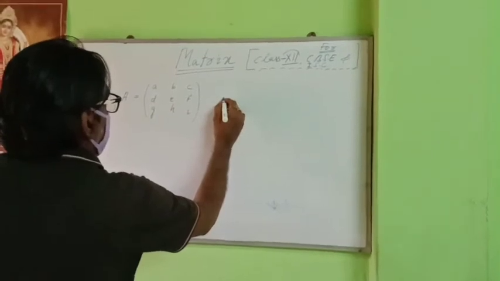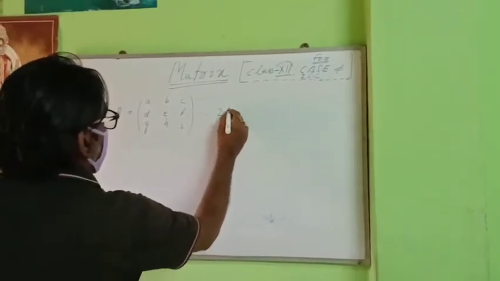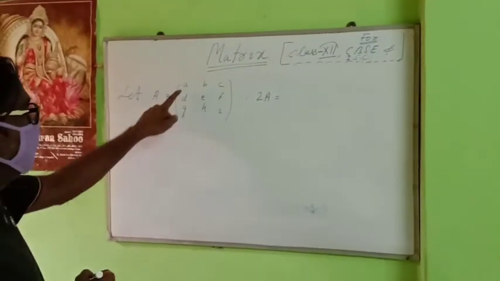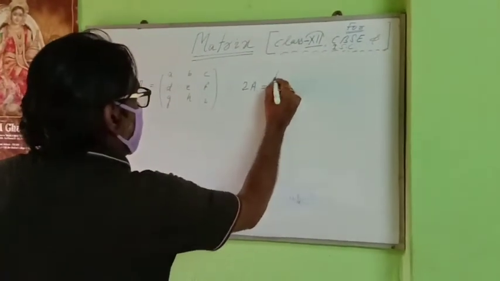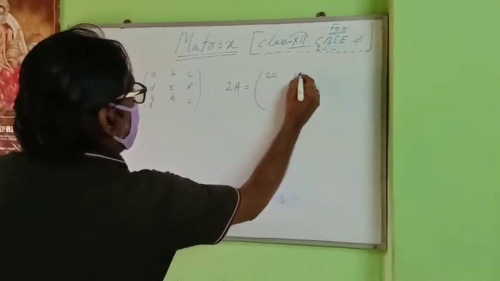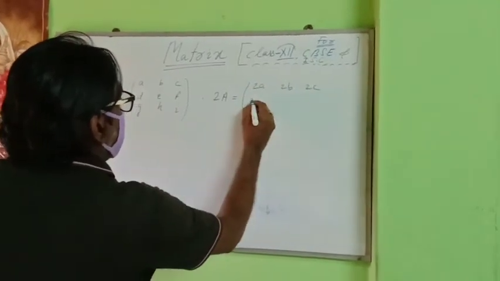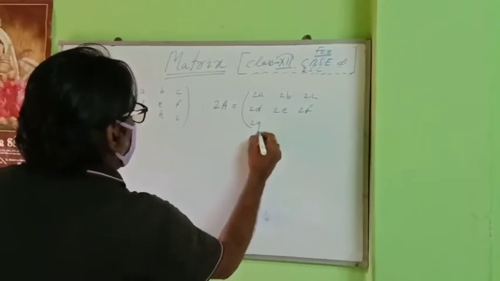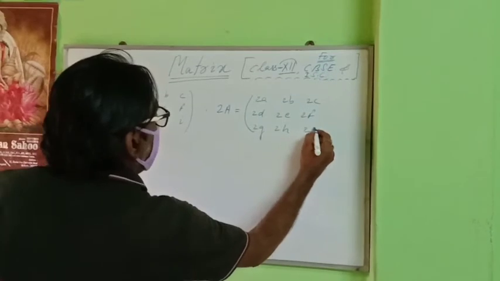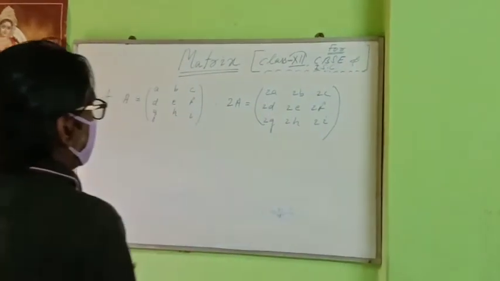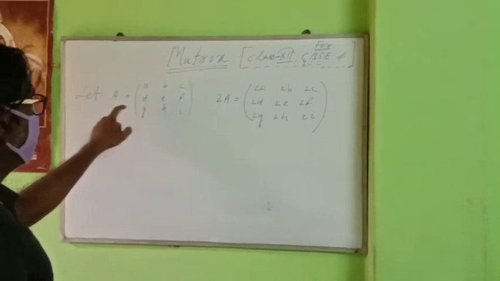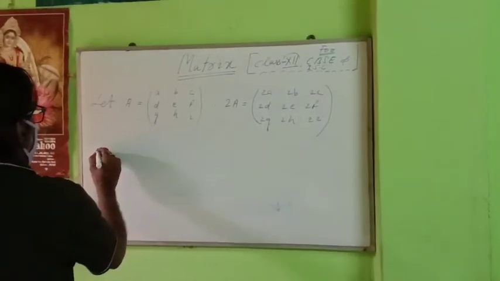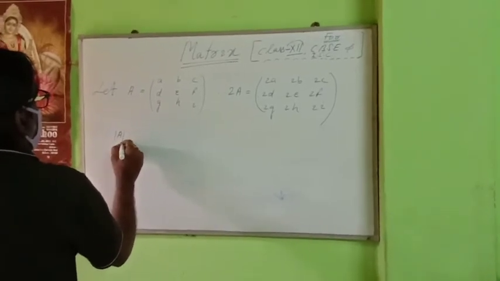Therefore, 2A will be how much? There, 2 is multiplied everywhere. 2A means 2 is multiplied everywhere. This will be 2a, 2b, 2c, 2d, 2e, 2f, 2g, 2h, 2i. That is, 2 is multiplied with matrix A, means 2 is multiplied with each element of the matrix. Now you have to find out what is the value of A determinant.